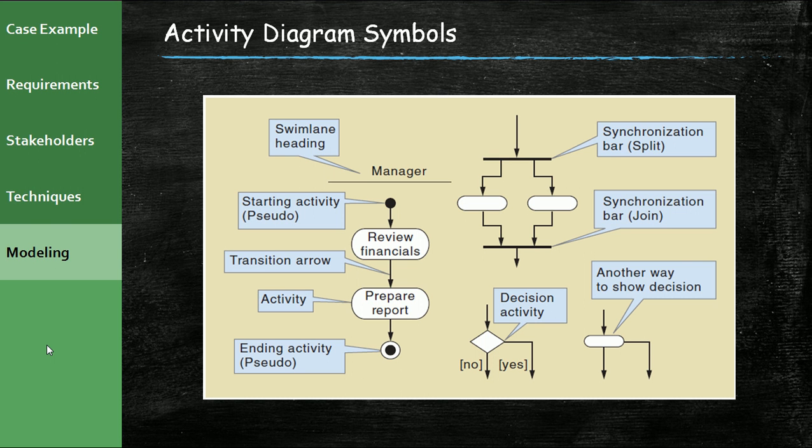And on the bottom there, you've got the decision activity. So in the diamond, you have a transition into a decision. If the answer is no or false, you go one way, and if it's yes, you go another way. Not unlike a flow chart. So very similar to a flow chart.